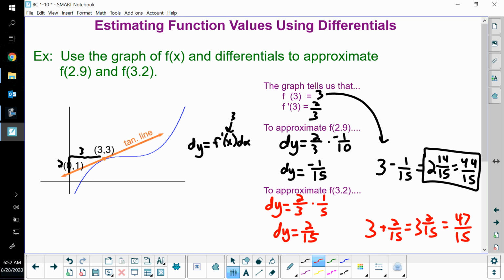Now notice that part of the graph is concave down. So no matter if we're moving a little bit to the left of x equals 3 or a little bit to the right of x equals 3, both those values are going to be overestimates. That's just something to always think about when you're using something to make an estimate. Is this an overestimate or is it an underestimate? And a lot of times there's features of the graph or the function you're working with that can tell you that.